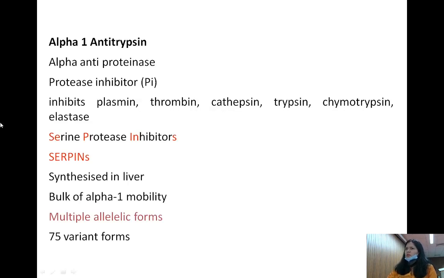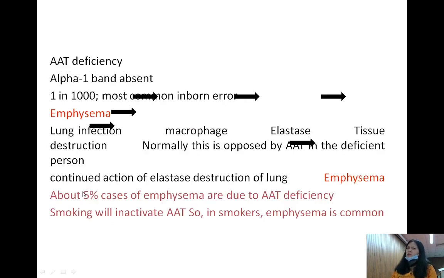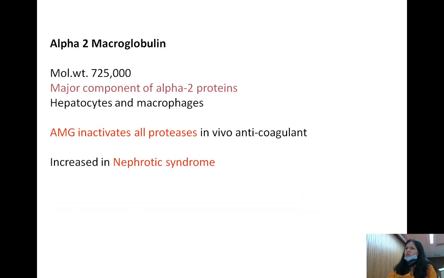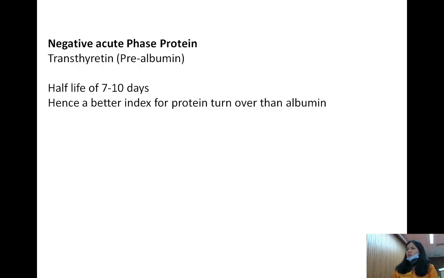Then alpha-1 antitrypsin, remember, you cannot remember everything. It is increased in case of emphysema. Alpha-2 macroglobulin, some important points, is increased in nephrotic syndrome. So if you get a sample of nephrotic syndrome and you perform electrophoresis, the albumin band will be decreased and the alpha-2 band will be increased. Clear? Then negative acute phase protein, the concentration of this protein decreases during acute infection or inflammation.